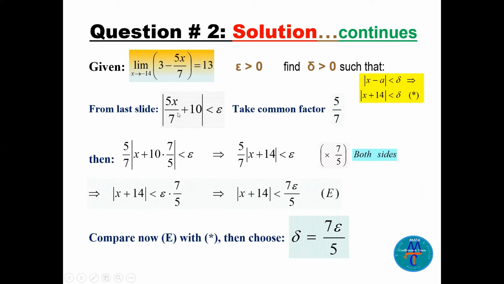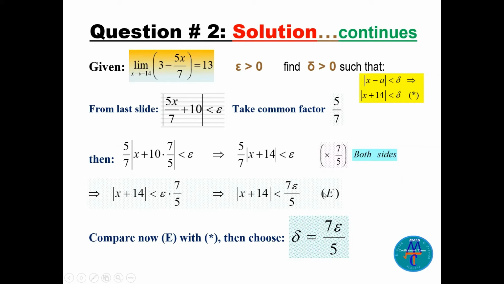So we can take a common factor 5/7. So 5/7, we take it from here, and this one we multiply by 7/5 when we take 5/7 out. So 10 times 7/5, cancel here, the 5, is 2 times 7 is 14. So we have 5/7 outside the absolute value, x plus 14 less than epsilon. Now multiply by the reciprocal here, multiply by 7/5 on both sides. This becomes 1. So we will have the absolute value of x plus 14 less than epsilon times 7/5. Now simplify more, we will have the absolute value of x plus 14 less than 7 epsilon over 5.